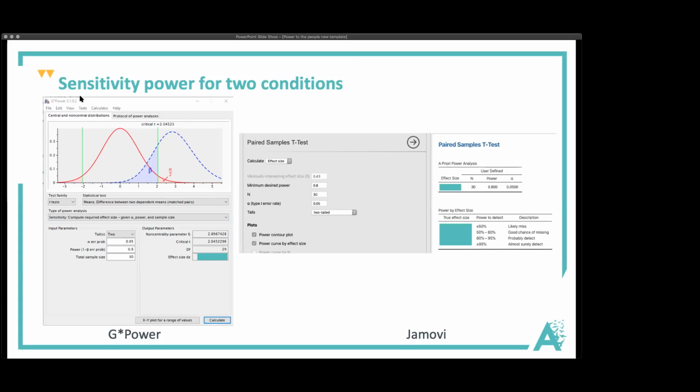And the next thing, so say we've done a within subjects study, we know our sample size, what effect size can we detect with 80% power? So changing it to sensitivity in G-power, changing it to effect size in Jamovi. What effect size can we reliably detect with 30 participants?